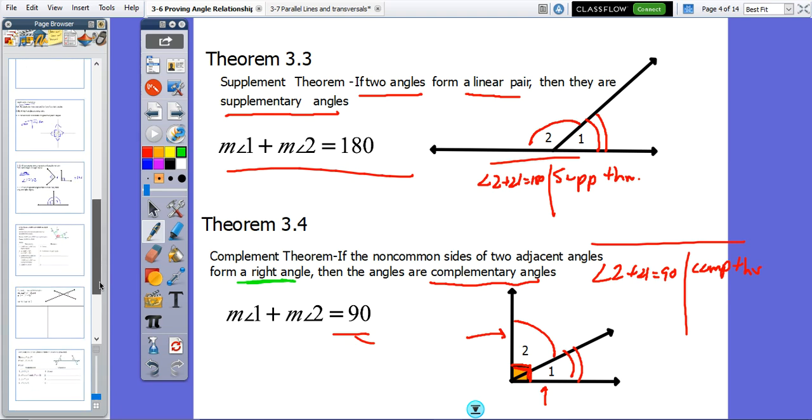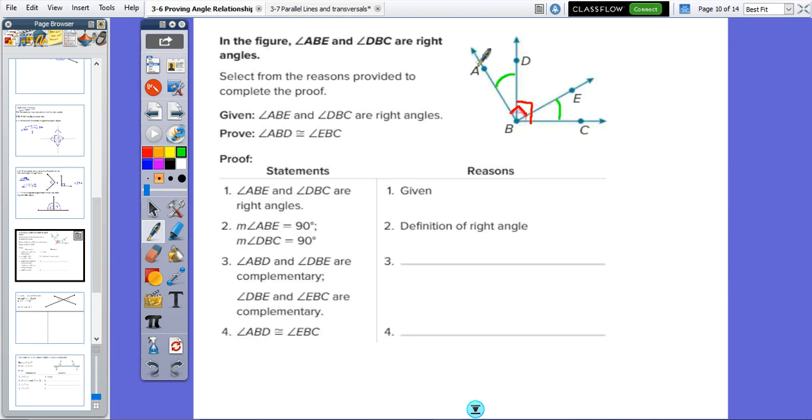So as we see up here in our problem, angles ABD and DBC, these two angles right here, are complementary because they equal 90. And then DBE and EBC, they are right angles. That's our complement theorem. Complement theorem, shorthand for complement theorem.